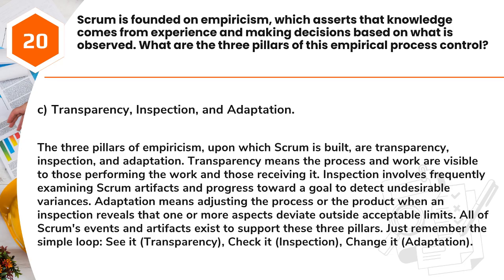The three pillars of empiricism, upon which Scrum is built, are transparency, inspection, and adaptation. Transparency means the process and work are visible to those performing the work and those receiving it. Inspection involves frequently examining Scrum artifacts and progress toward a goal to detect undesirable variances. Adaptation means adjusting the process or the product when an inspection reveals that one or more aspects deviate outside acceptable limits. All of Scrum's events and artifacts exist to support these three pillars. Just remember the simple loop: see it, transparency; check it, inspection; change it, adaptation.